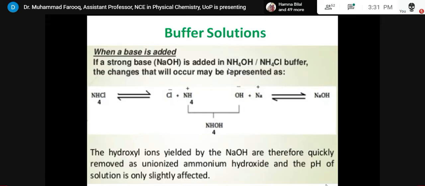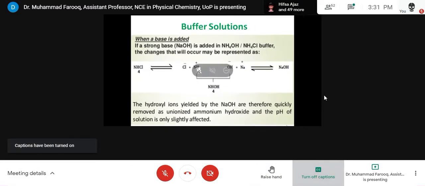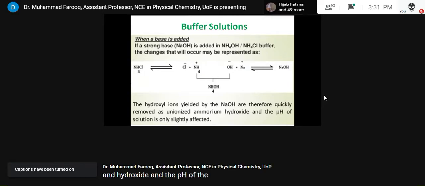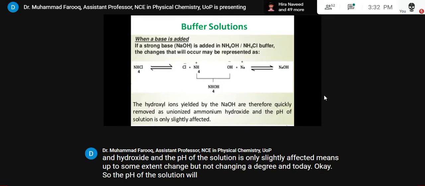You can see the hydroxyl ions yielded by the NaOH are therefore quickly removed as unionized ammonium hydroxide, and the pH of the solution is only slightly affected. It means up to some extent it changes, but not drastically. Okay, so the pH of the solution will remain almost constant.